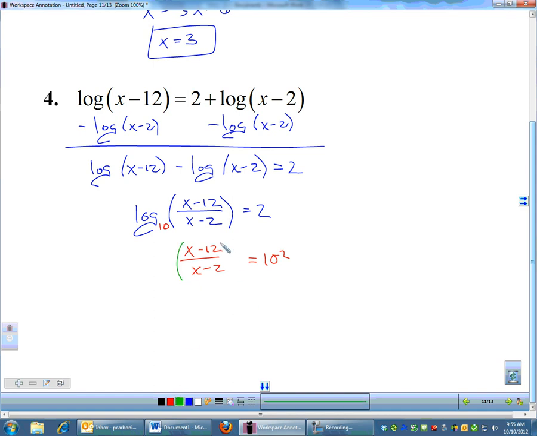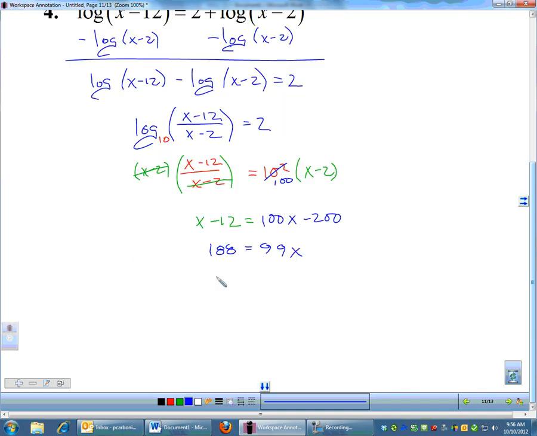We're going to multiply by x minus 2. Get rid of that denominator. Multiply this side by x minus 2. Those cancel. We get x minus 12 is equal to, and remember, 10 squared is 100, so that's 100x minus 200. And then we'll solve for x. That's going to be 188 is equal to 99x. And you get 188 divided by 99.